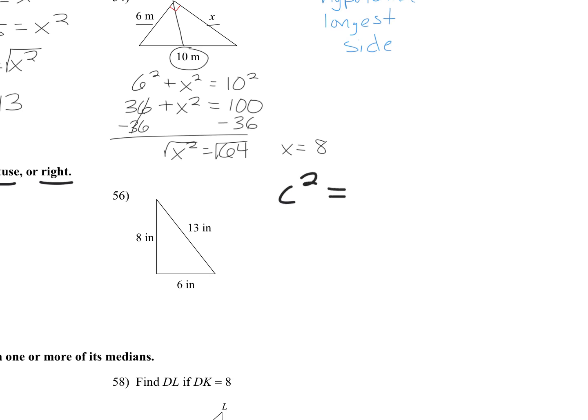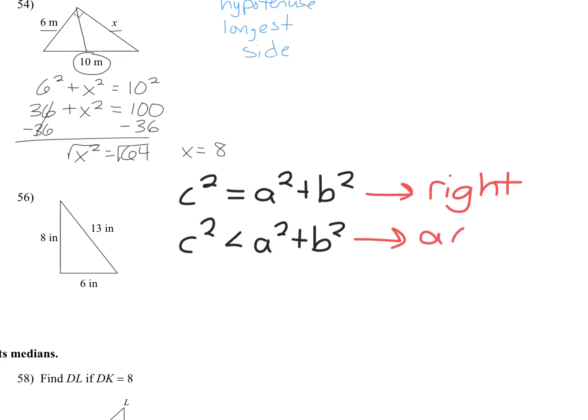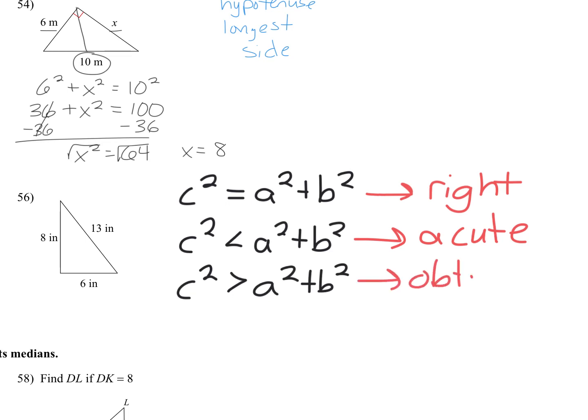And I'll explain why again. So if c squared equals a squared plus b squared, you're going to want to write this down. If it's equal to, that is a right triangle. If c squared is less than a squared plus b squared, that's acute. If c squared is greater than a squared plus b squared, that's going to be obtuse.